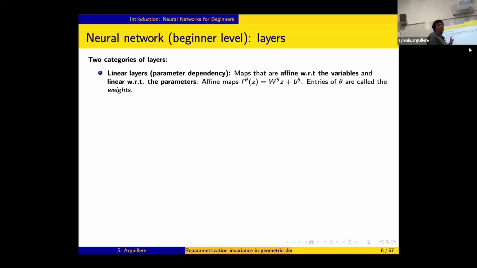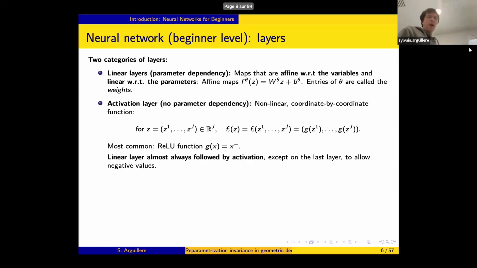But anyway, the main idea is for neural networks usually, the key to have them work very fast, or at least to optimize them very fast, is that there are two kinds of general layers, at least those that I'm going to consider. First, ones that are affine with respect to the variables, but also linear with respect to the parameter. Okay, so these are called linear layers.